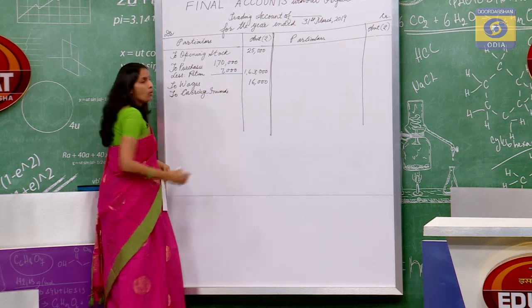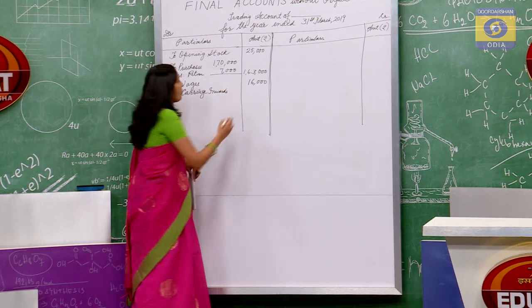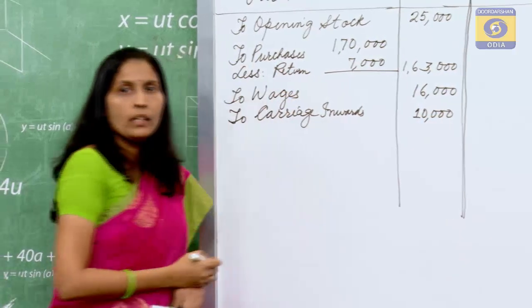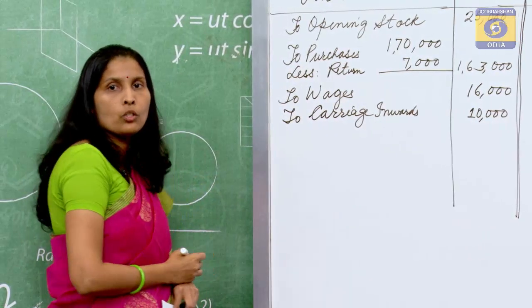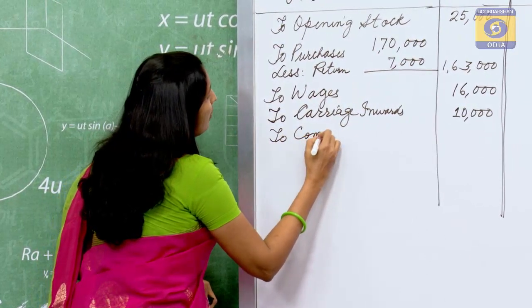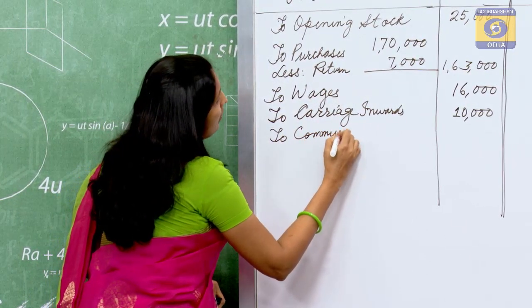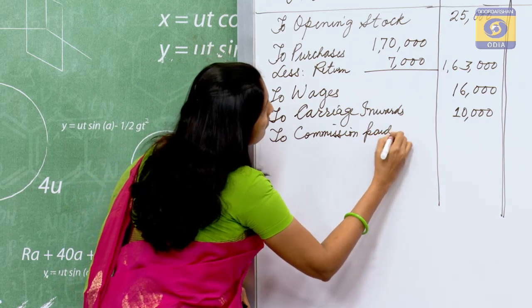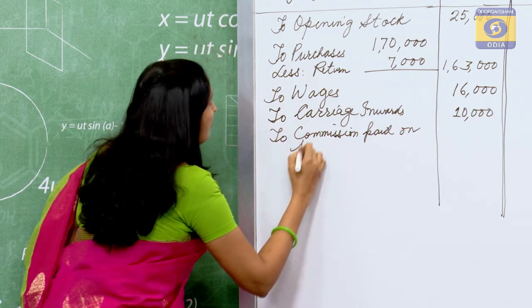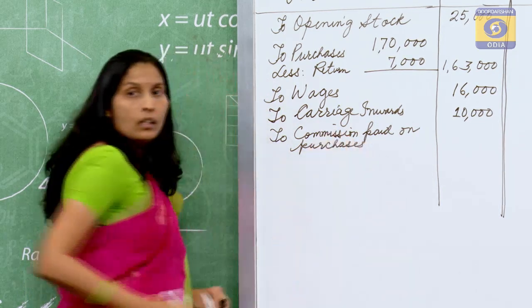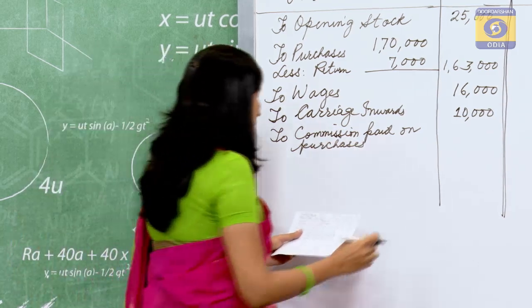Carriage inwards amount given to us is 10,000. Do we have any other item? Yes, we have commission paid on purchases. So, to commission paid on purchases. The amount of commission paid is rupees 12,500.